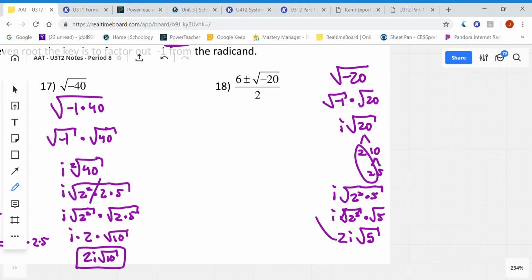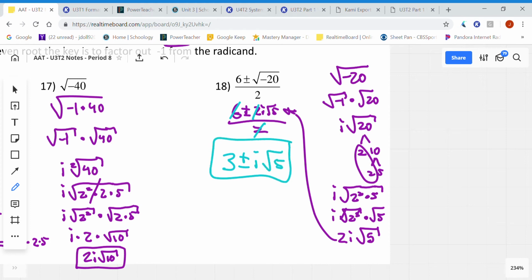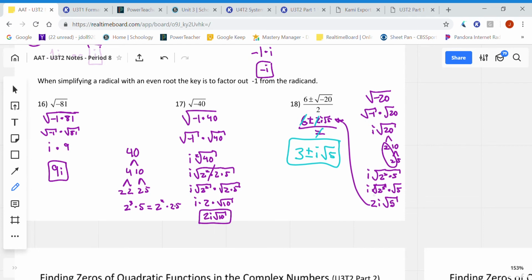So now I'm going to come back up and I'm going to replace the square root of -20 with 2i square root of 5. Over 2. Now I have 2 terms on top and a term on the bottom, so I can divide out, cancel a 2 out of all of them, and that will leave me with 3 plus or minus i square root of 5. All right, again, the i is actually probably easier than the simplifying of our radicals here.